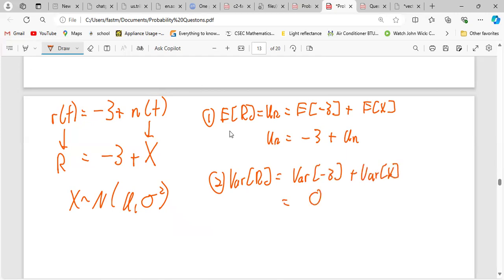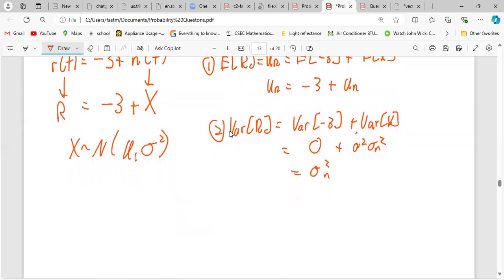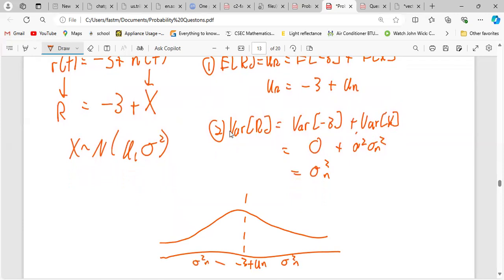The variance of a constant is 0, and this is a squared sigma squared. Since a is 1, we end up with sigma squared n for the noise. So we now have a mean and a variance, so you could sketch the PDF. It's centered at minus 3 plus mu n, and you have your spread. You could call this f R0 of x.